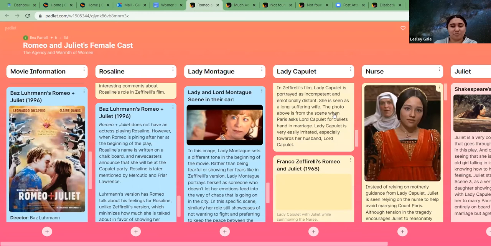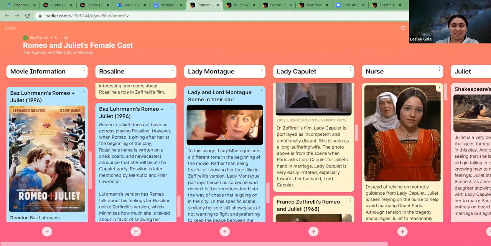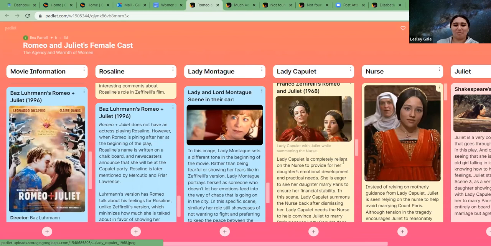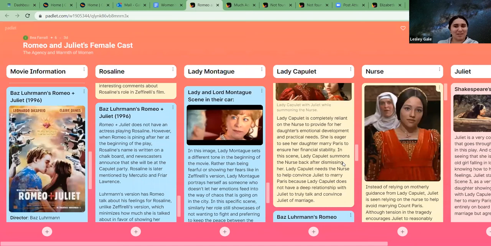In Zeffirelli's film, you can see Lady Capulet. She has this sour face. She does not like her husband. This also can come from the play, how she was married at a very young age. This is Lady Capulet depending on the nurse for Juliet's emotional development.